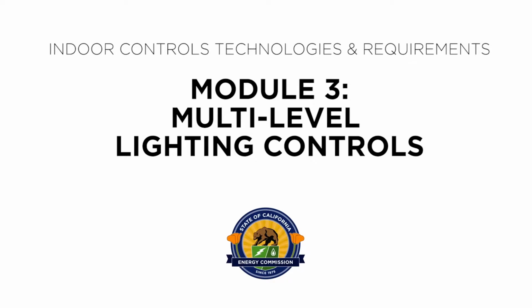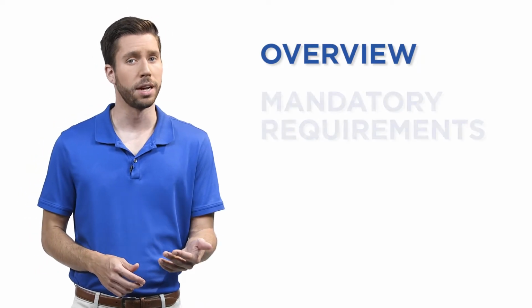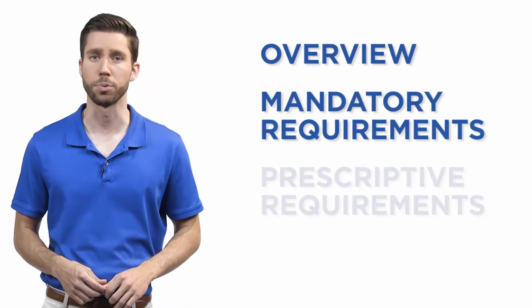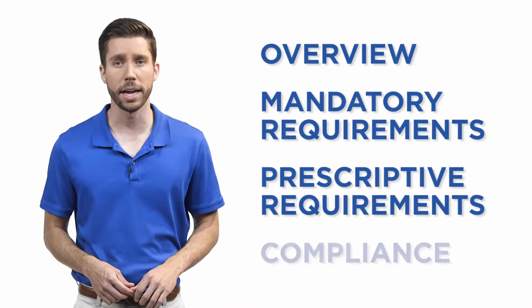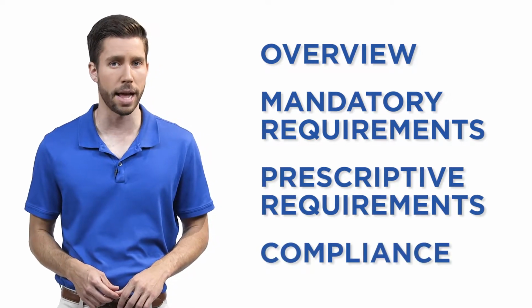In this module, we'll focus on technologies and requirements specific to multi-level lighting controls in the 2016 Energy Standards. Viewers will learn about general types of multi-level lighting controls, mandatory and prescriptive requirements, and the relevant forms and tables for documenting compliance. In this module, we will define multi-level lighting controls, discuss mandatory requirements and prescriptive requirements, and go over the necessary forms for compliance.